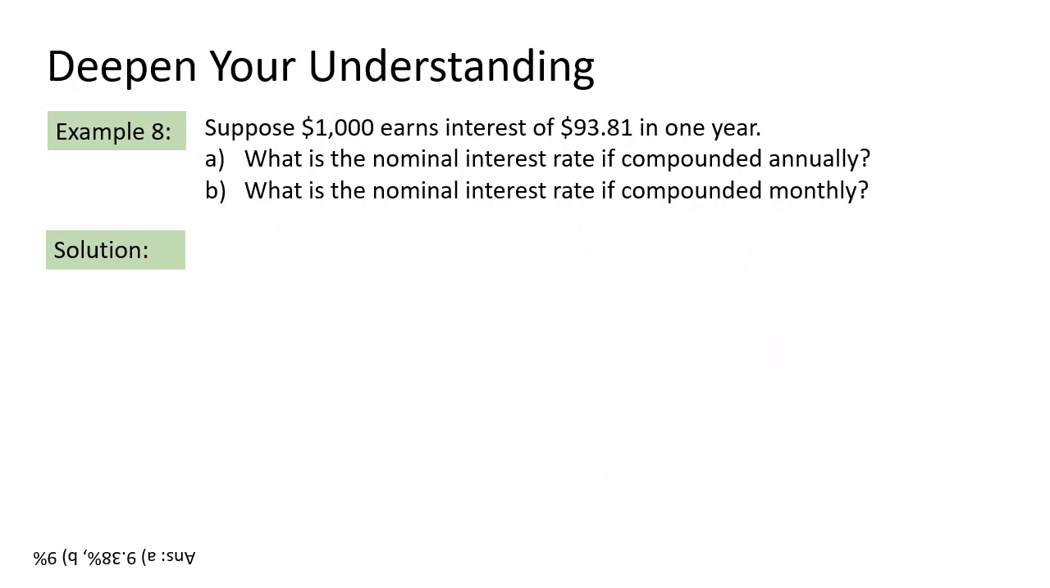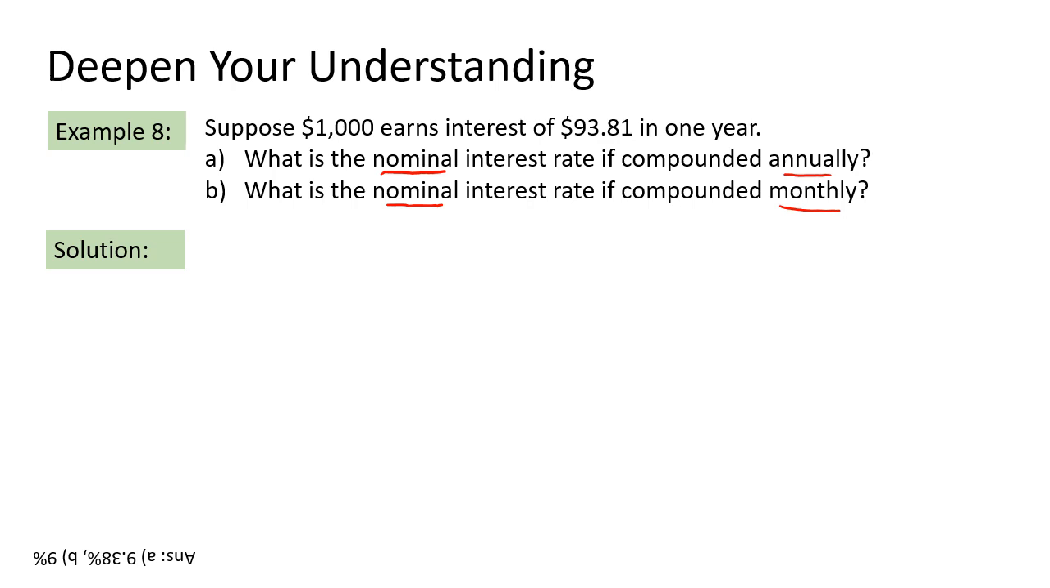Okay? So this is our last example for this. Then I'll just give you a list of some practice problems to do for this lecture, okay? So suppose $1,000 earns interest of $93.81 in 1 year. Part A, what is the nominal, keyword here, interest rate if compounded annually? Part B, what is the, again, nominal interest rate if compounded monthly?